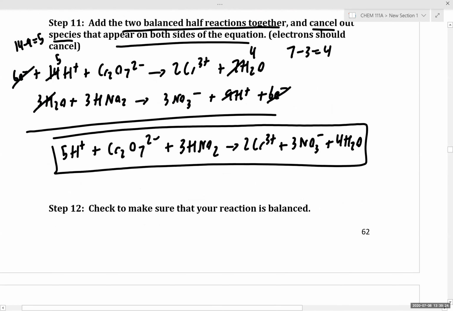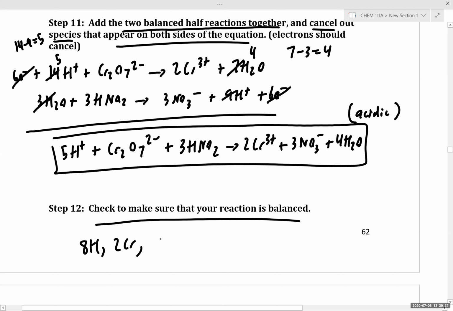Now for step 12, check to make sure your reaction is balanced. This is under acidic conditions. So we have a total of 8 hydrogens, 2 chromiums, and 13 oxygens on the left. Oh, and we also have 3 nitrogens. We have 2 chromiums, 3 nitrogens, 13 oxygens, and 8 hydrogens on the right. So this equation is balanced.